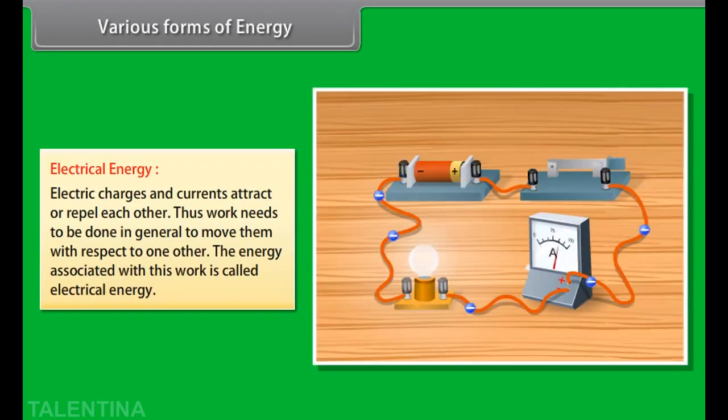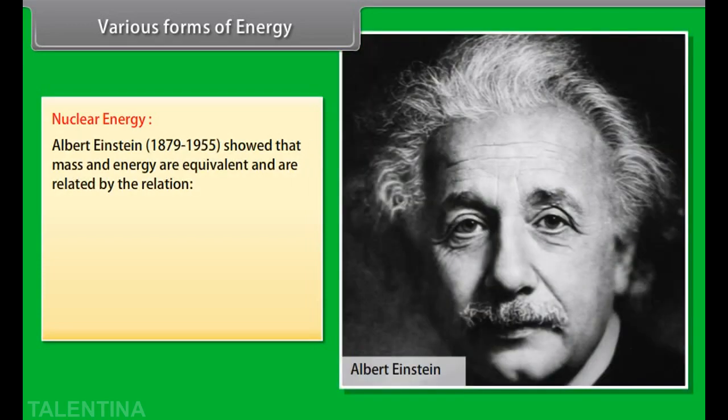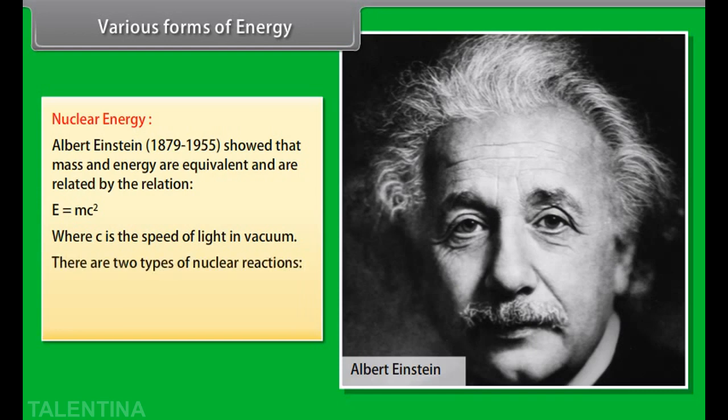Electrical energy. Electric charges and currents attract or repel each other. Thus, work needs to be done in general to move them with respect to one another. The energy associated with this work is called electrical energy. Nuclear energy. Albert Einstein, 1879 to 1955, showed that mass and energy are equivalent and are related by the relation E = mc², where c is the speed of light in vacuum. There are two types of nuclear reactions: nuclear fusion and nuclear fission reactions.